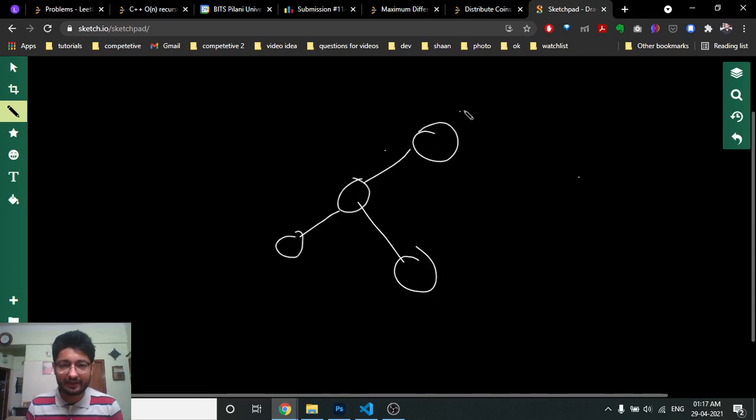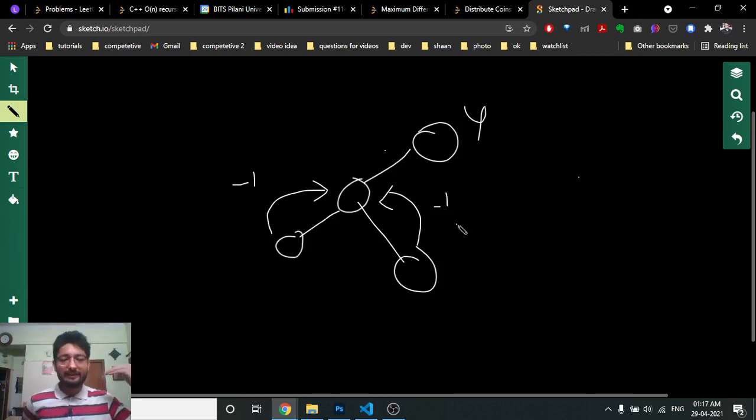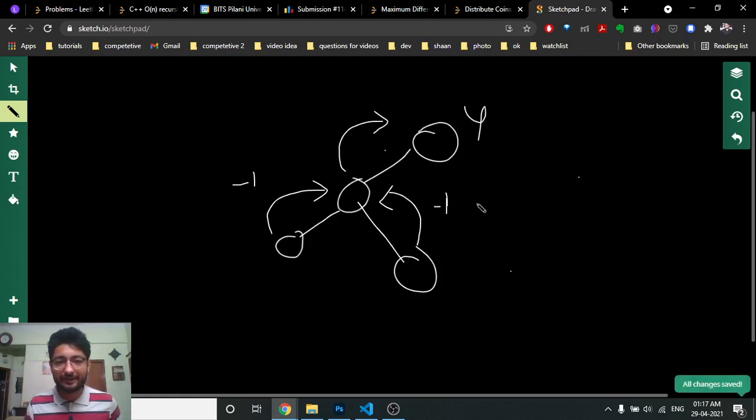If this is 0 and there are 4 coins here, then this will send that there is one coin deficient here, so one coin is required for this point, -1. This will also send -1, which means that in the left subtree one coin is required to be fulfilled. In this part also one coin is required. Now how many coins are required? 3. So -3 will be sent here.